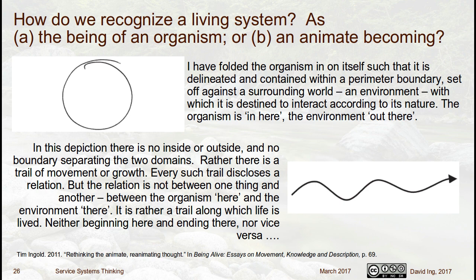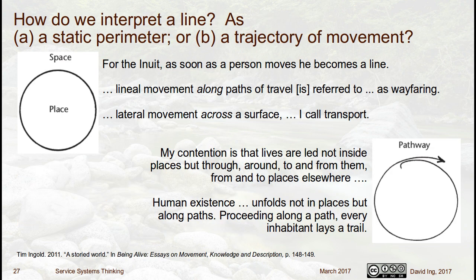So we draw this line, and we can draw it a different way. How do we interpret the line? There's one way of doing it, static perimeter, and a second way is movement.